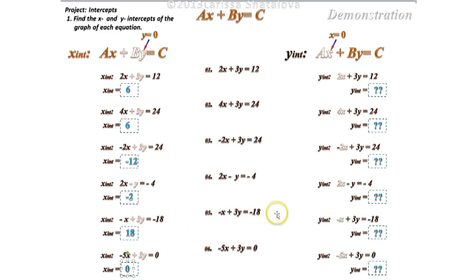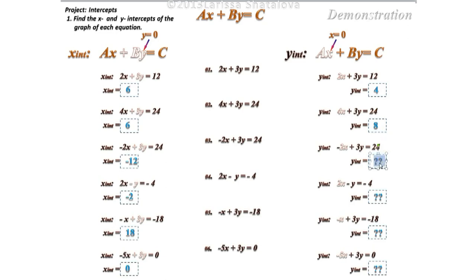Now let's talk about y-intercepts. For all y-intercepts, the x-coordinate is 0. So the term with x just disappeared. It's becoming invisible. What is left over? 3y is 12. How much would be the y-intercept? Divided by 3 both sides, and 12 divided by 3 is just 4. Next, what do we have? 3y is 24. Divided by 3, the y-intercept is 8.